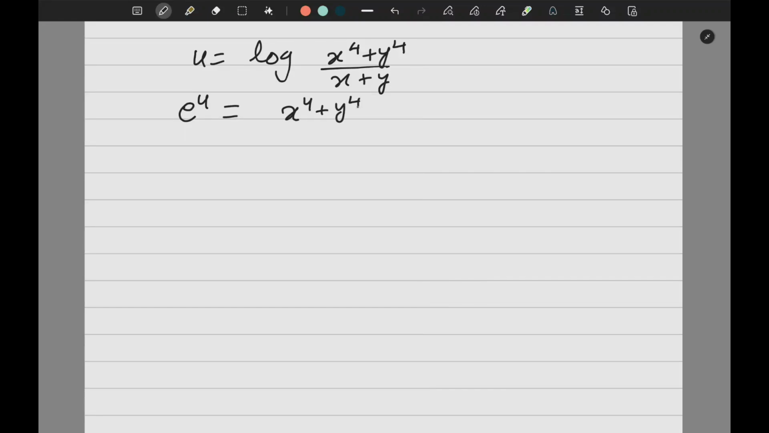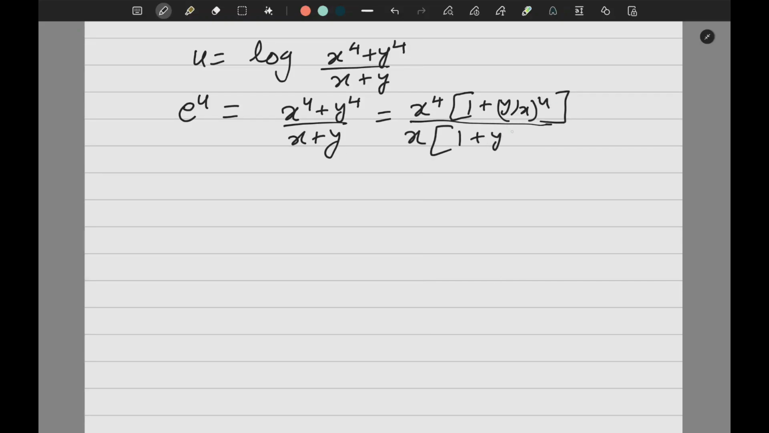Now the first question is, suppose u is equal to log of x to the power 4 plus y to the power 4 upon x plus y. So what I will do, what is the opposite of log? Exponential. So e to the power u is equal to x to the power 4 plus y to the power 4 upon x plus y. So this will become x to the power 4 common 1 plus y by x to the power 4 upon x common 1 plus y by x. So this is x cube and function of y by x.